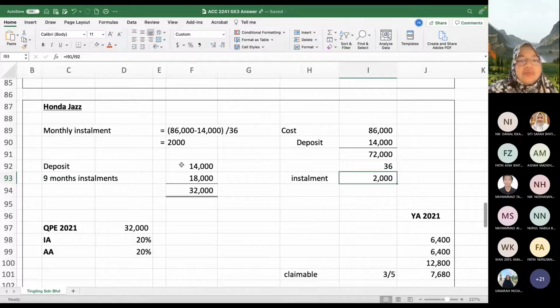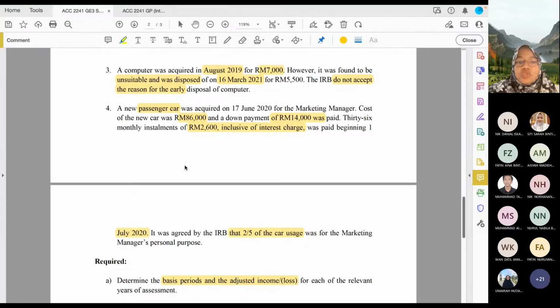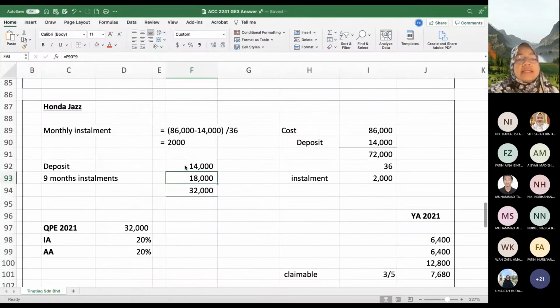In the first year, you pay a deposit of 14,000, but how many installments? 9 installments. Why? Because you start paying in July 2020, and the year end is 31st March. So July, August, September, October, November, December, January, February, March. There are 9 months there. So 9 months times 2,000 installments, you get a total of 32,000 qualifying expenditure claim for 2021.